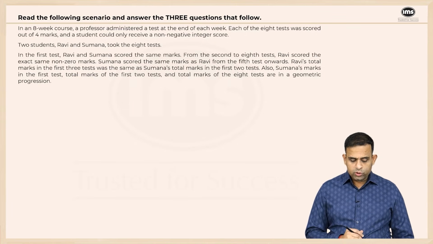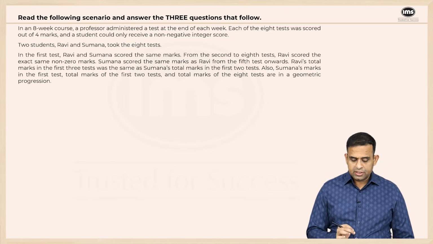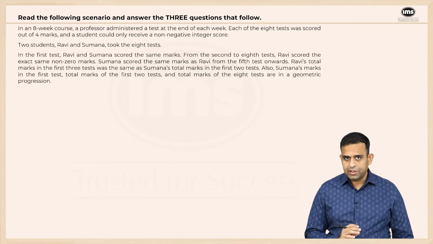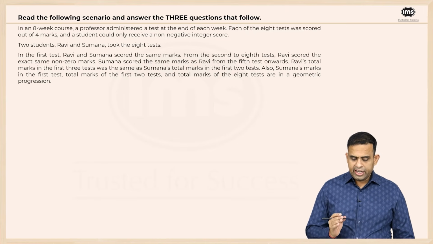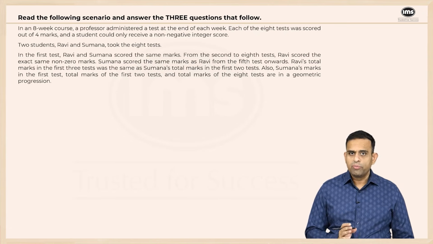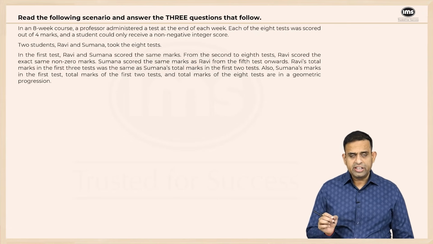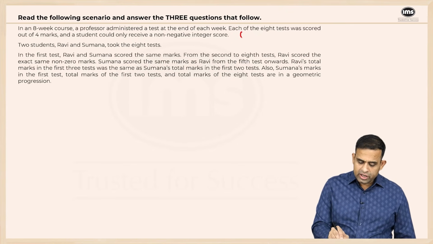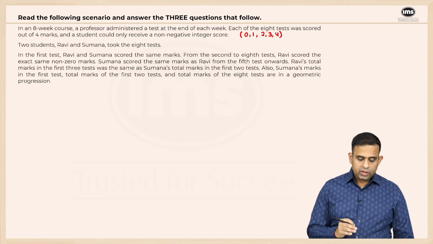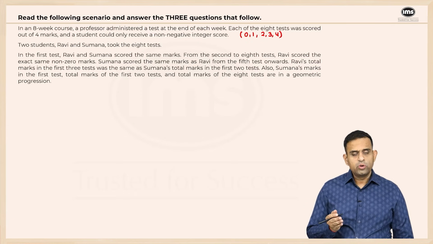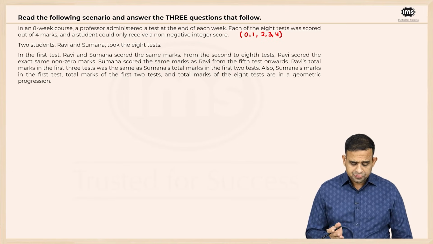In an 8-week course, a professor administered a test at the end of each week. Each of the 8 tests was scored out of 4 marks, and a student could only receive a non-negative integer score. What does that mean? The only possible scores allowed are going to be 0, 1, 2, 3 or 4 in those tests. 2 students, Ravi and Sumana, took the 8 tests. So we are going to compare the scores of Ravi and Sumana.